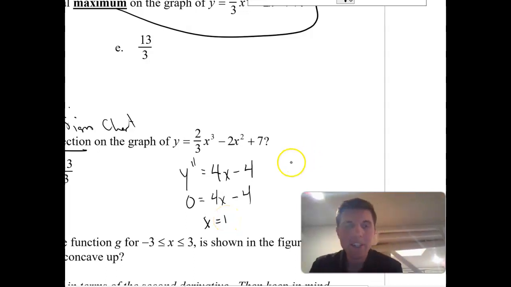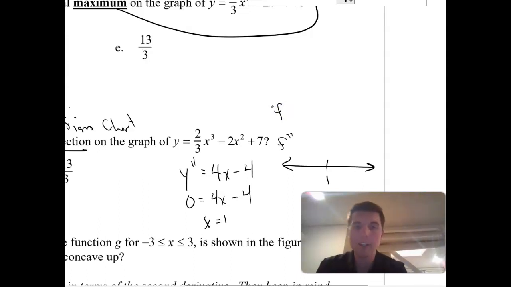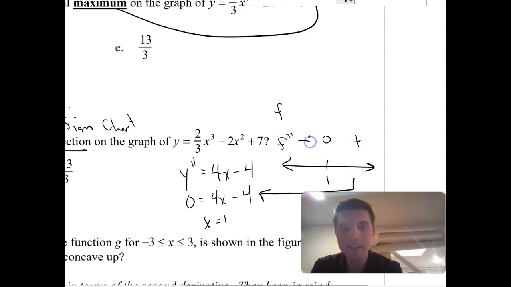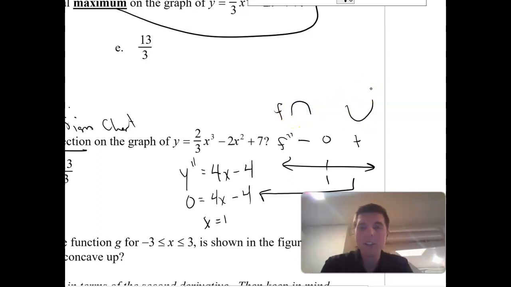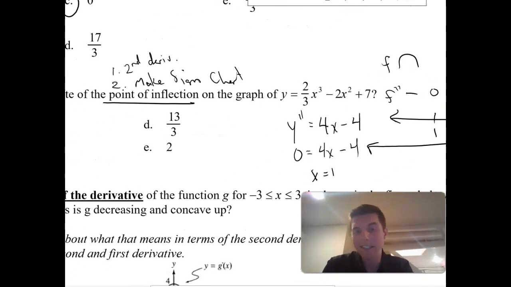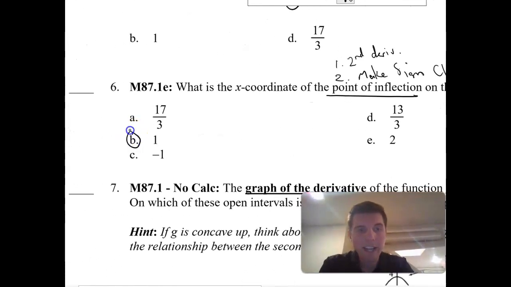So when I make my sign chart, 1 is the only potential inflection point. Remember, I don't know if it's an inflection point yet. I'm going to assume it is because it's a line, right? It's definitely going to cross, but at this point it still is a potential inflection point. If I plug in a bigger number than 1, like 6 or anything, this is positive, on the left it's negative. So I know I'm concave down and then concave up. So my point of inflection does exist at 1. I think you probably could have seen that before doing all that sign chart, but if you still needed to, there it was.